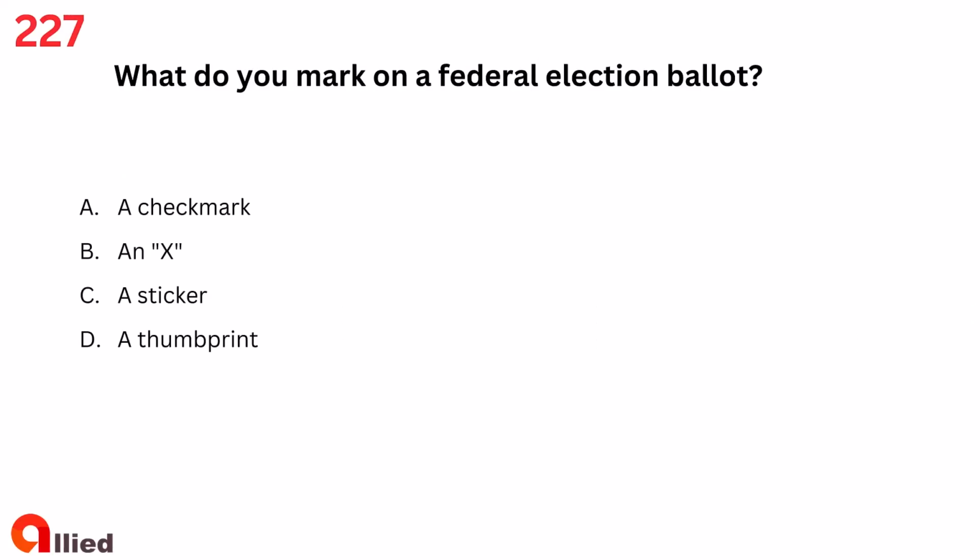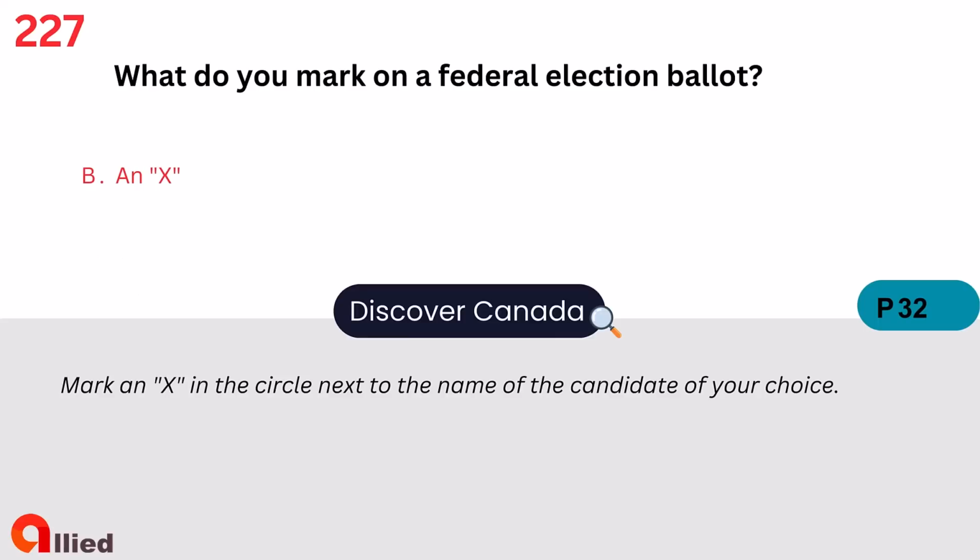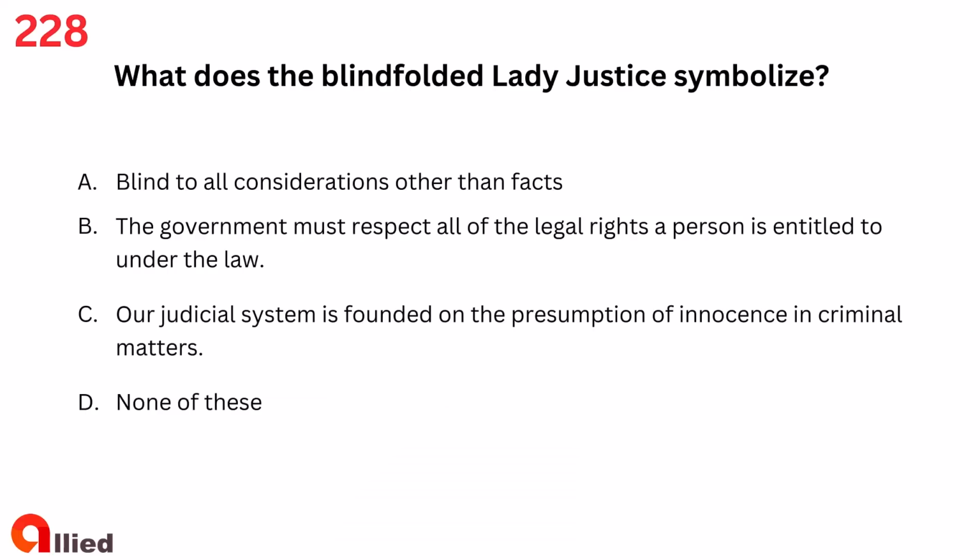Question 227. What do you mark on a federal election ballot? A. A check mark. B. An X. C. A sticker. D. A thumbprint. The answer is B. An X.